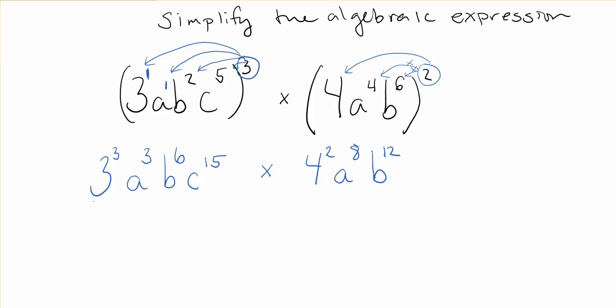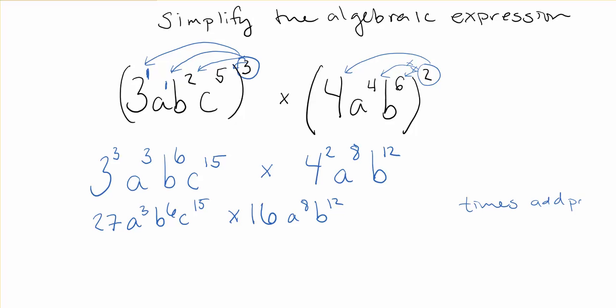Alright, so now we can think about combining these because we don't have any brackets. First things first, what's 3 to the power of 3? This is 27. And we have a to the 3, b to the 6, c to the 15, times 4 squared, which is 16, a to the 8, b to the 12. Now that I'm just timesing algebraic terms, remember when you're timesing, we add the powers. So times, we add powers. And with the brackets, you need to make sure you times the powers.